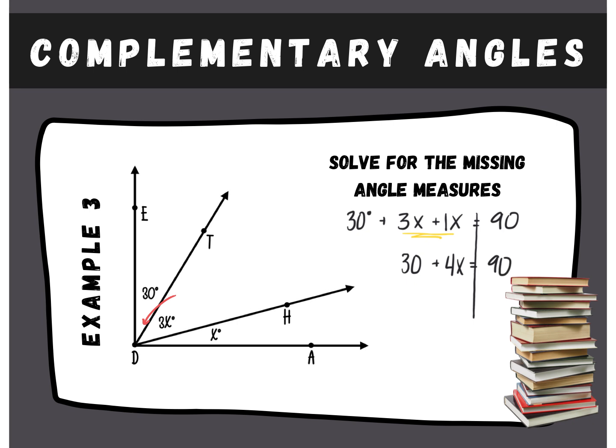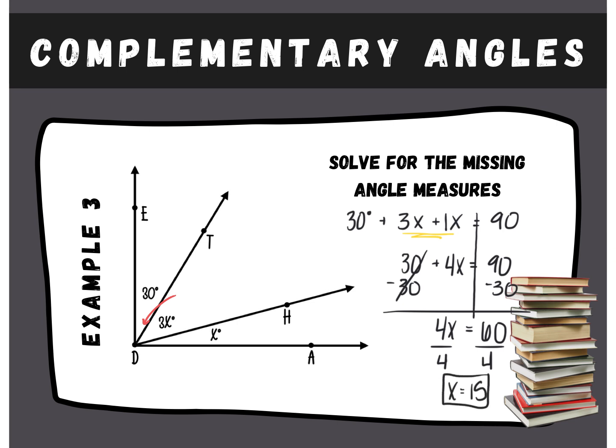Now my goal is to isolate that x, so I'll need to get rid of the 30, and I'll do that by subtracting it. I subtract it because 30 minus 30 is 0, so that removes it from the left-hand side of my equation. On the right-hand side, I subtract 30 to keep my equation balanced. So whatever I do on the left, I have to do on the right. That leaves me with 90 minus 30, which is 60. Now again, I'm really trying to isolate that x, isolate that variable. It is currently being multiplied by 4, so I'll divide by 4 on both sides, and that tells me that x is equal to 15 degrees.